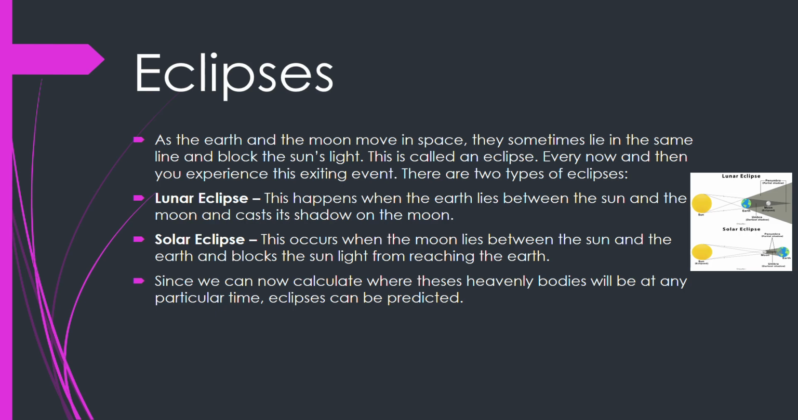Lunar eclipse. This happens when the Earth lies between the sun and the moon and casts its shadow on the moon. Solar eclipse. This occurs when the moon lies between the sun and the Earth and blocks the sunlight from reaching the Earth. Since we can now calculate where these heavenly bodies will be at any particular time, eclipses can now be predicted.